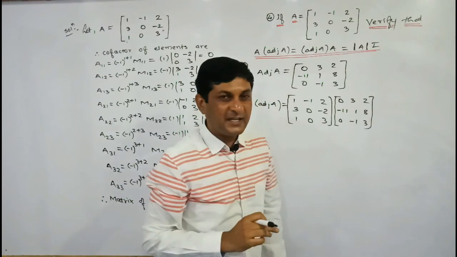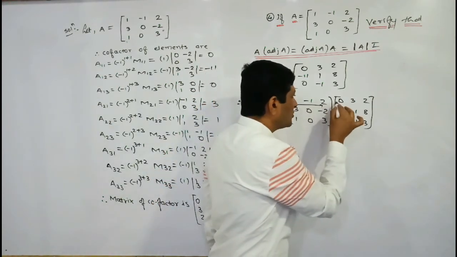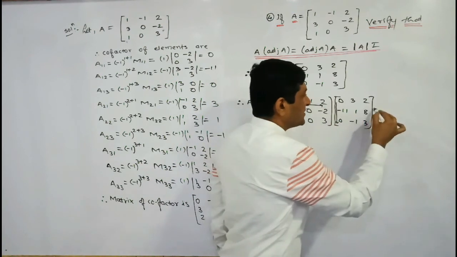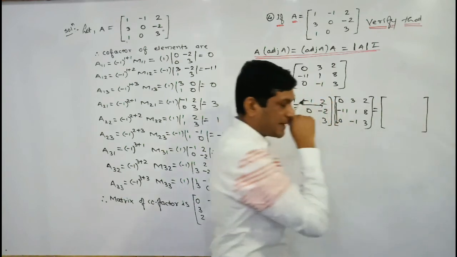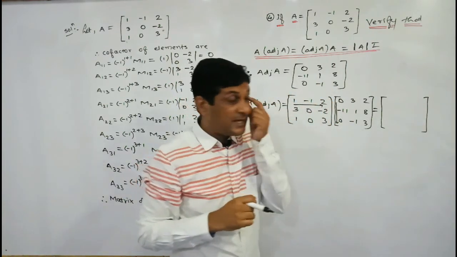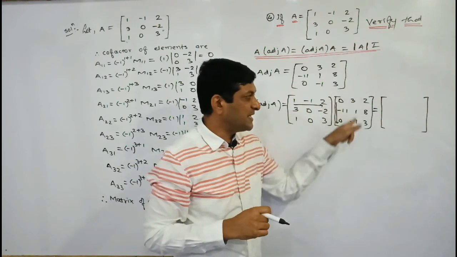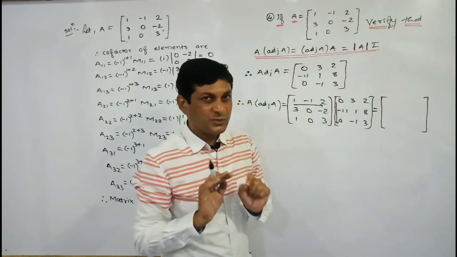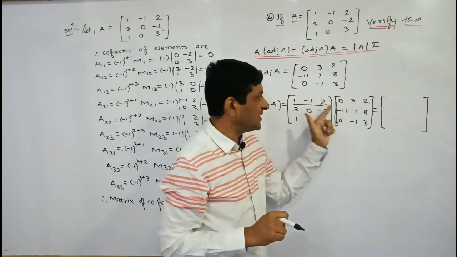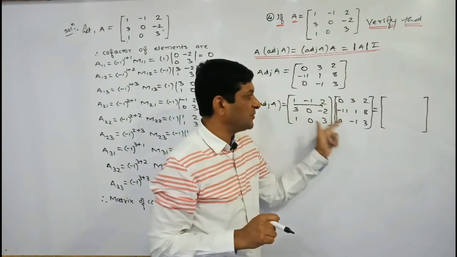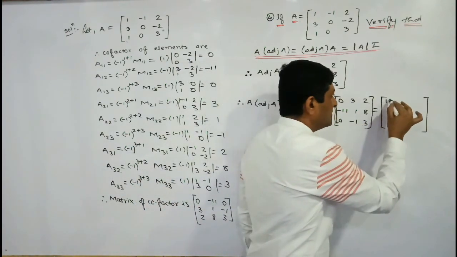Whenever we are finding a product of two matrices, we multiply row by column. We have already seen how to multiply two matrices. To get the elements of the first row, we multiply the first row by the first column, then the second column, then the third column. Observe the multiplication very carefully. Here 1 into 0 is 0, -1 into -11 is 11, and 2 into 0 is 0. So 0 plus 11 plus 0 will be equal to 11.